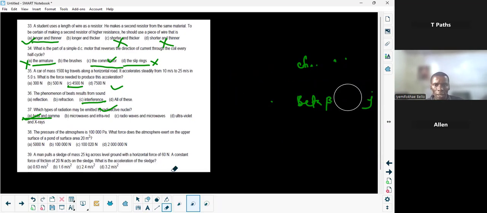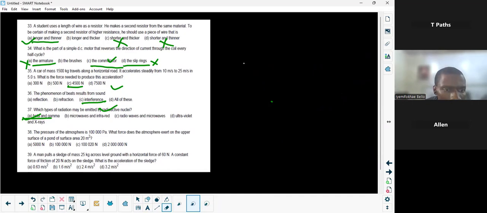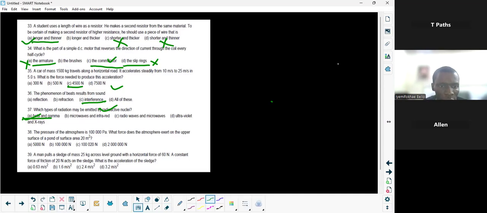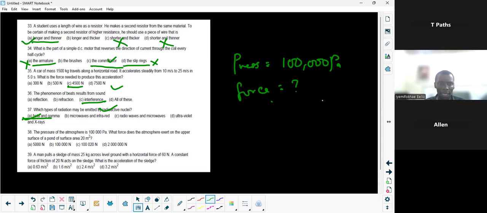Number 38 says, the pressure of the atmosphere is 100,000 Pascal. Our pressure is 100,000 Pascal. Why we are asked to find the force, we don't know. But we are told that the area is 20 meters square. Now, how do we get the force? From the formula for pressure, pressure is force over area.